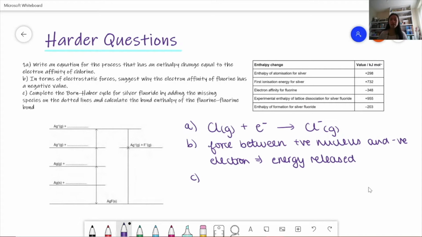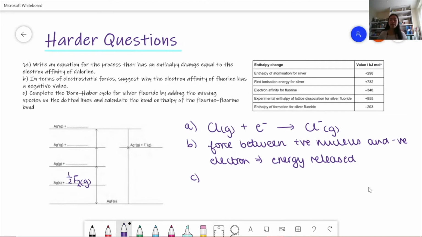And then for C, complete the Born-Haber cycle for silver fluoride by adding the missing species on the dotted lines and calculating the bond enthalpy of the fluorine-fluorine bond. At the bottom we always start with the enthalpy of formation. So we're trying to form the silver fluoride, and the other thing we need is fluorine. Fluorine exists as a diatomic molecule, so in twos, and it's also a gas. To balance it, we need half of these fluorines.